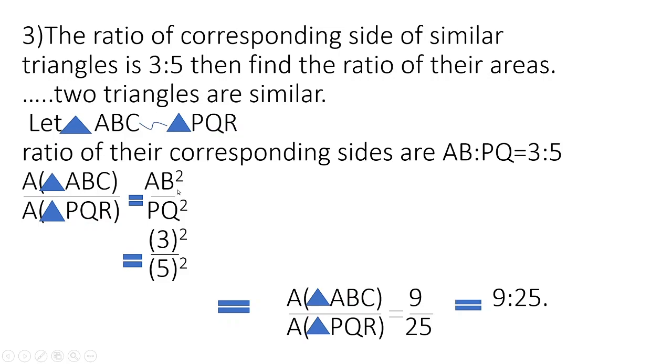So I write here, area of triangle ABC upon area of triangle PQR is equal to AB square upon PQ square. Substitute the ratio of AB to PQ, which is 3 square upon 5 square. After getting 3 square, area of triangle ABC upon area of triangle PQR is equal to 9 upon 25. So we get the ratio of the areas of triangle ABC and triangle PQR as 9:25.